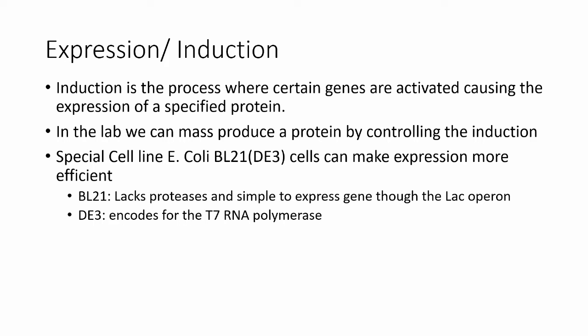As for the DE3 part of the E. coli BL21 cells, the DE3 represents that these cells encode for a T7 RNA polymerase. And that T7 RNA polymerase is what will actually allow us to express our protein of interest. And again, as we go further on, you'll see what I mean by that.